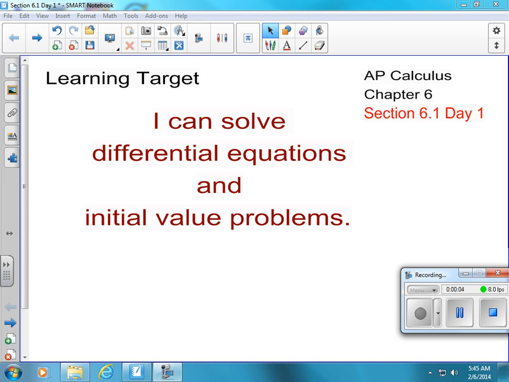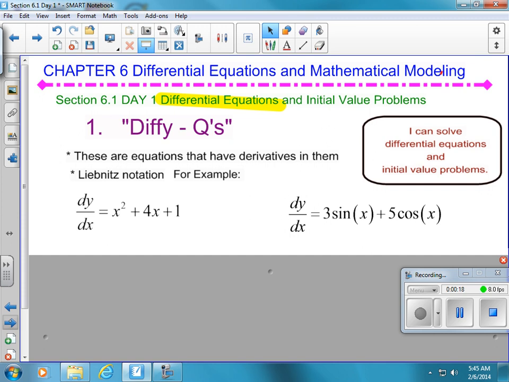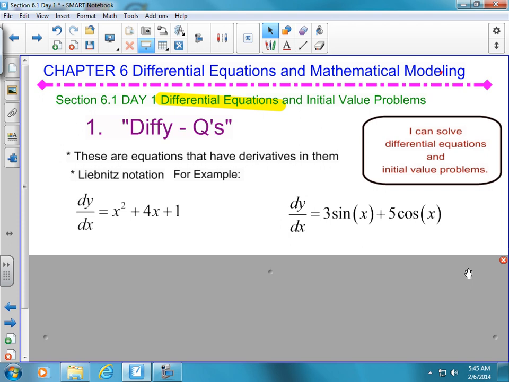Today we're starting chapter 6, which is differential equations and mathematical modeling. And today we're going to start out with section 1. The first half of it deals with differential equations and initial value problems. We call differential equations DiffEqs. And in fact, in college, there is an entire semester class based on differential equations.